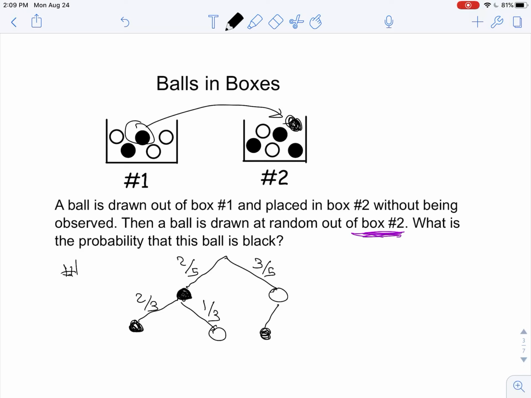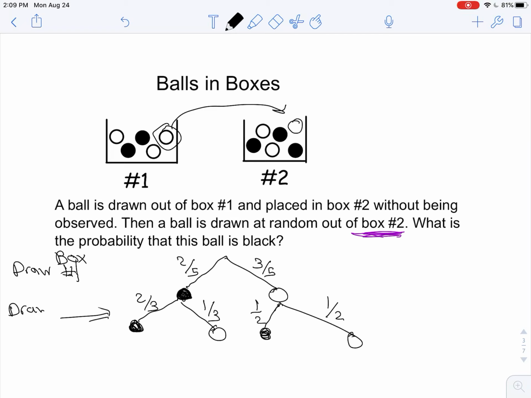But wait, what about if the first one was white? All right, well, let's get rid of that. And let's take this white ball, throw it in here. And now what's the probability of getting a black ball? As you can see, 3 out of 6, or simply 1/2. And the probability of white ball is also 1/2. And again, I hope we're clear on this. So this is the draw from box number 1. This layer of the probability tree is the draw from box 2. Okay? So, all right, let's multiply, see what we get.